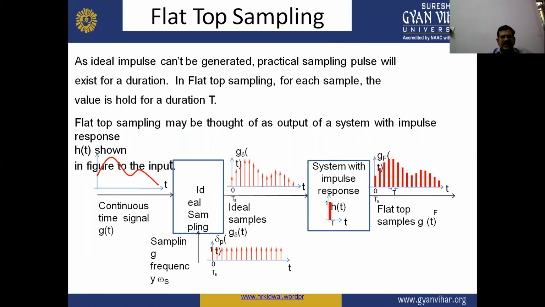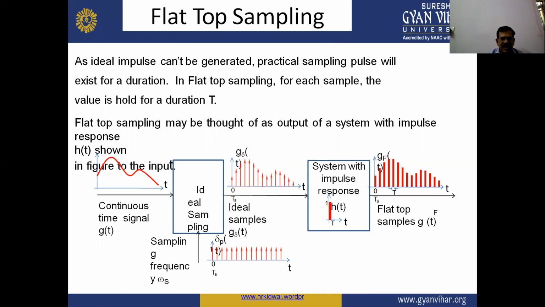In flat top sampling, as an ideal impulse can't be generated, a practical sampling pulse will exist for a duration. In flat top sampling, for each sample, the value is held for a duration of t. So flat top sampling may be thought of as the output of a system with impulse response p(t), as shown in the figure. Here is the ideal sampling network, and the next one is the system with impulse response.